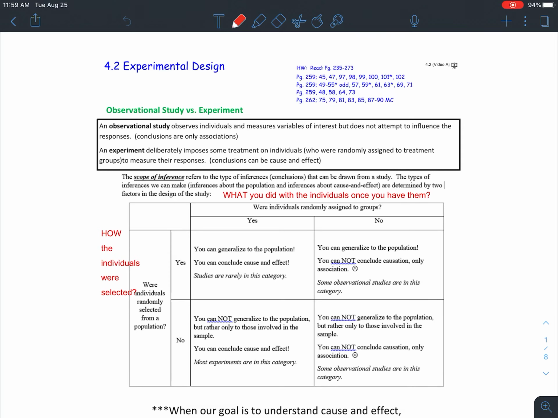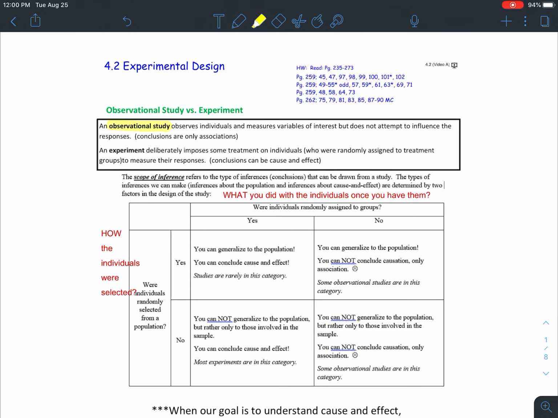Now, one of the key components to this is very important, and I see this on a lot of AP Stats questions: students need to understand the differences between an observational study and an experiment. Because oftentimes, depending on which of these two things we're talking about, you can conclude something different. Okay, so let's first talk about an observational study.